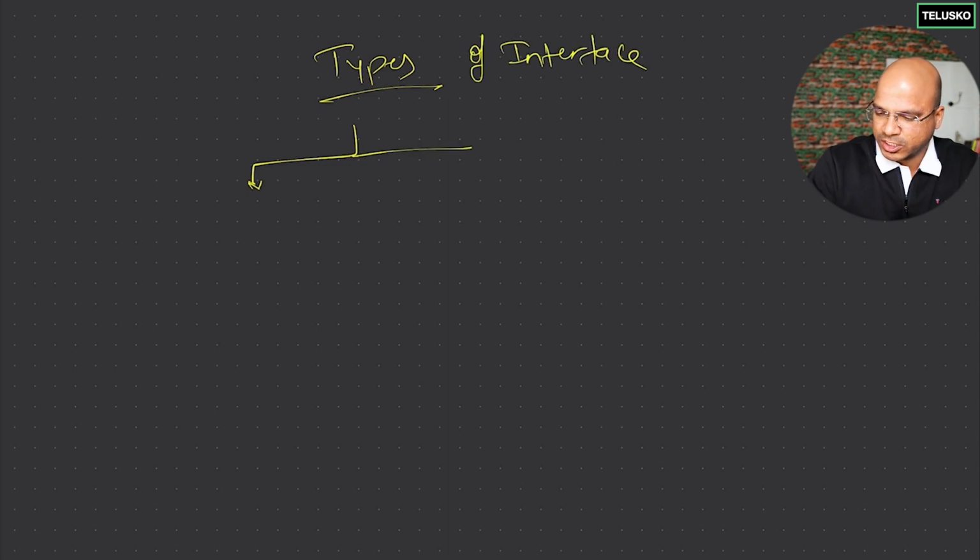In this video, let's talk about different types of interfaces. So when you talk about different types, what are the options we have? Basically, we can divide the interfaces. So we'll say type of interface. We can divide interface into three parts.